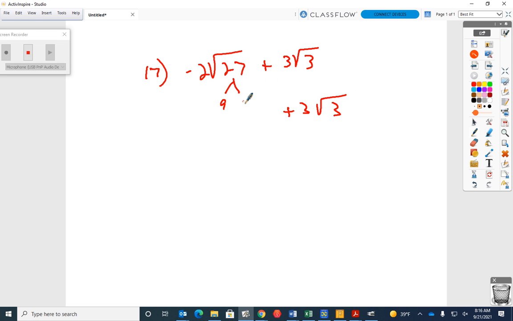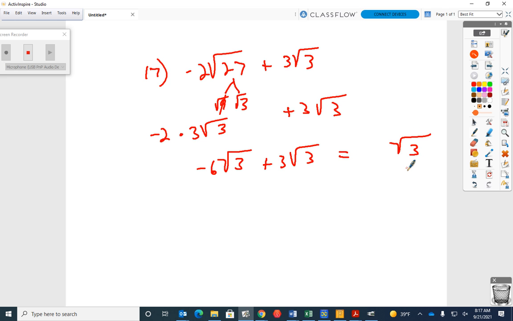If I do 9 and 3, are either one of these a perfect square? Okay, so I have negative 2 times, what's the square root of 9? 3. What's left inside there? What's negative 2 times 3? Negative 6. Negative 6 radical 3 plus 3 radical 3. So no matter what, my answer is going to be radical 3, right? It's like a denominator. Okay, what's negative 6 plus 3?